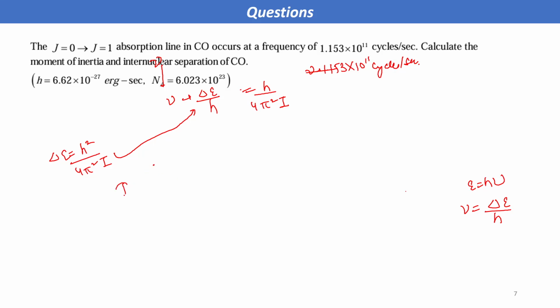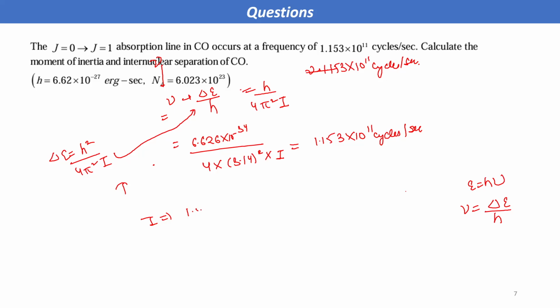We know that it will be equal to 6.626 into 10 raised to minus 34, divided by 4 into pi, that is 3.14, whole square, into I. And what was frequency? It was 1.153 into 10 raised to power 11 cycles per second. So from here we can calculate that the moment of inertia will be equal to 1.46 into 10 raised to power minus 39 gram centimeter square.